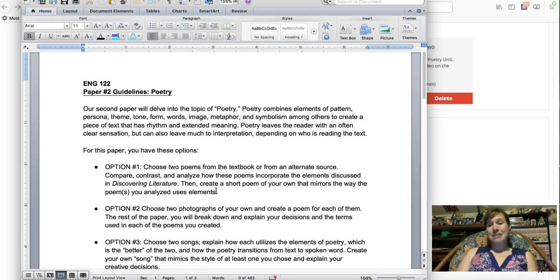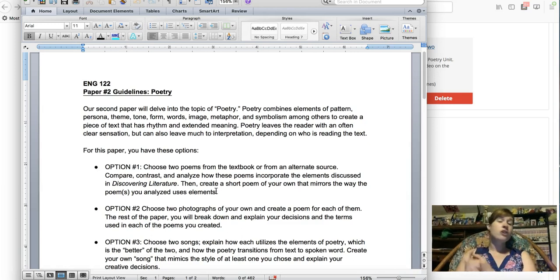You can basically analyze them. This is the most vanilla or plain of the options for this paper. You can basically analyze 2 poems from our textbook or an alternate source and compare and contrast them and show me how those poems are similar and how they are different. So if you picked two poems by Robert Frost, you could talk about how their themes are different, how their language is different, how the time periods that they were written in are similar or different, and just talk about ways in which they are similar and in which they are different. Alright, so it's a pretty straightforward paper.